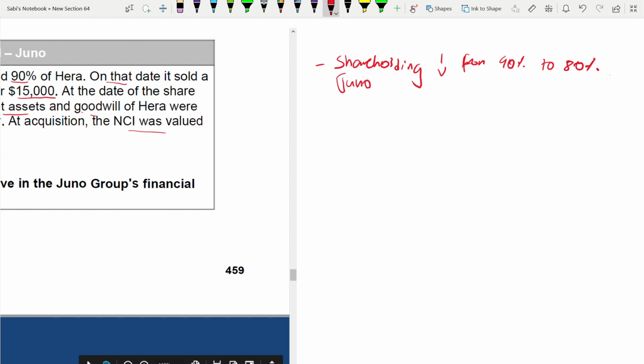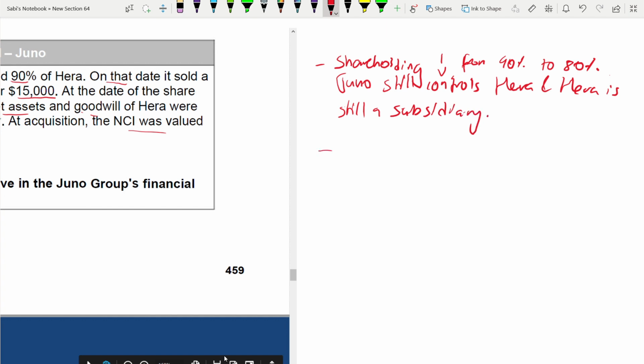Juno still controls over its subsidiary. Juno still controls Hera, and Hera is still a subsidiary. It's very important for consolidation purposes. You have to write it.